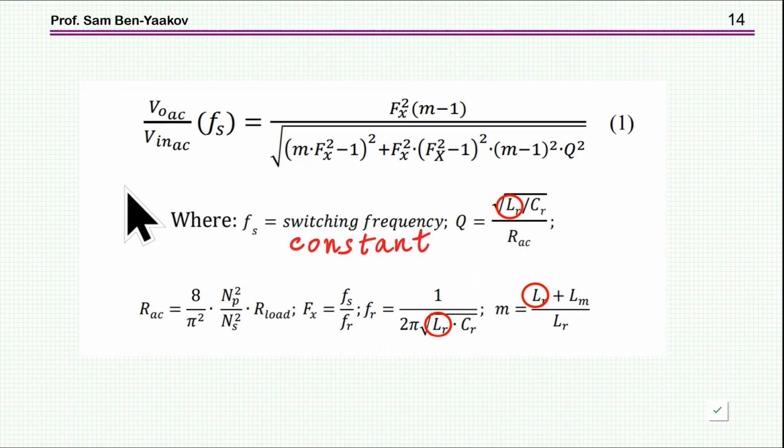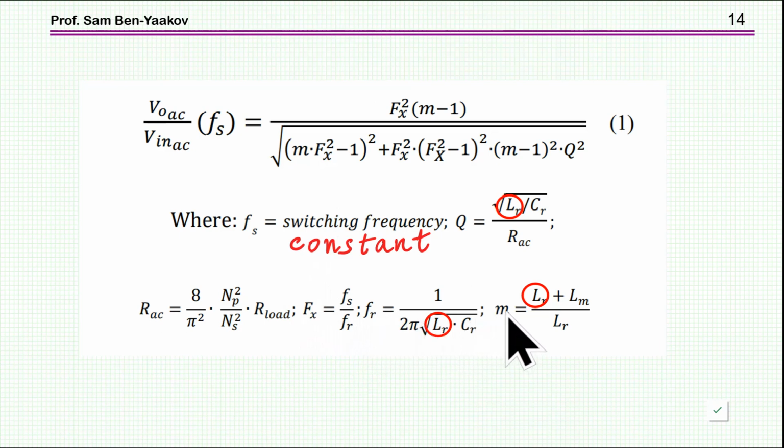Now the transfer function between output and input for the general case is this function. Fx is the ratio between the switching frequency and the resonant frequency. But the resonant frequency is a function of Lr.